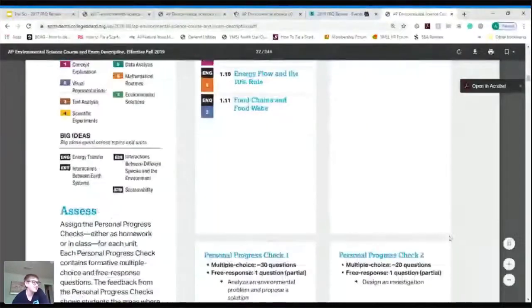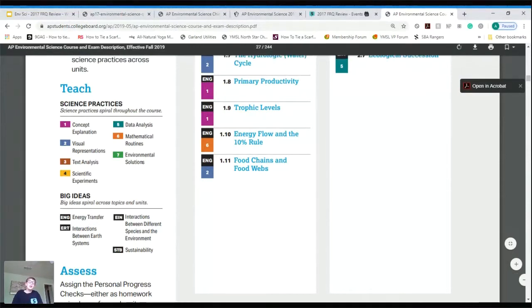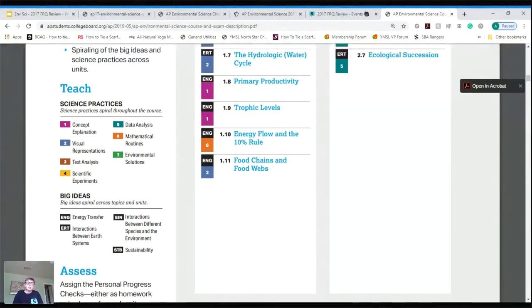As I was saying, there are these scientific practices, which is number 4, scientific experiments, and number 7, environmental solutions, that might help guide your study on what you should be looking at for the exam. I can't guarantee it, there's no 100% probability, but things in those categories that the College Board and AP tell you to study with these ideas in mind could definitely be on the exam. So I would make sure you know exactly how to explain these topics and think about how the FRQ revolves around them.